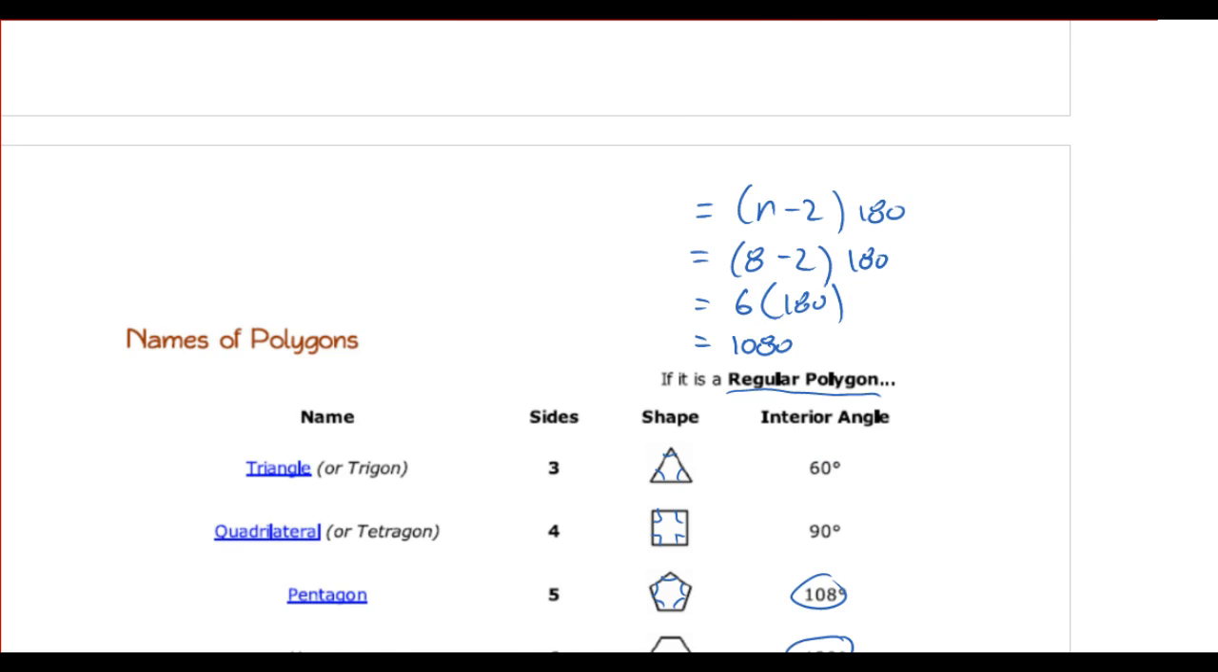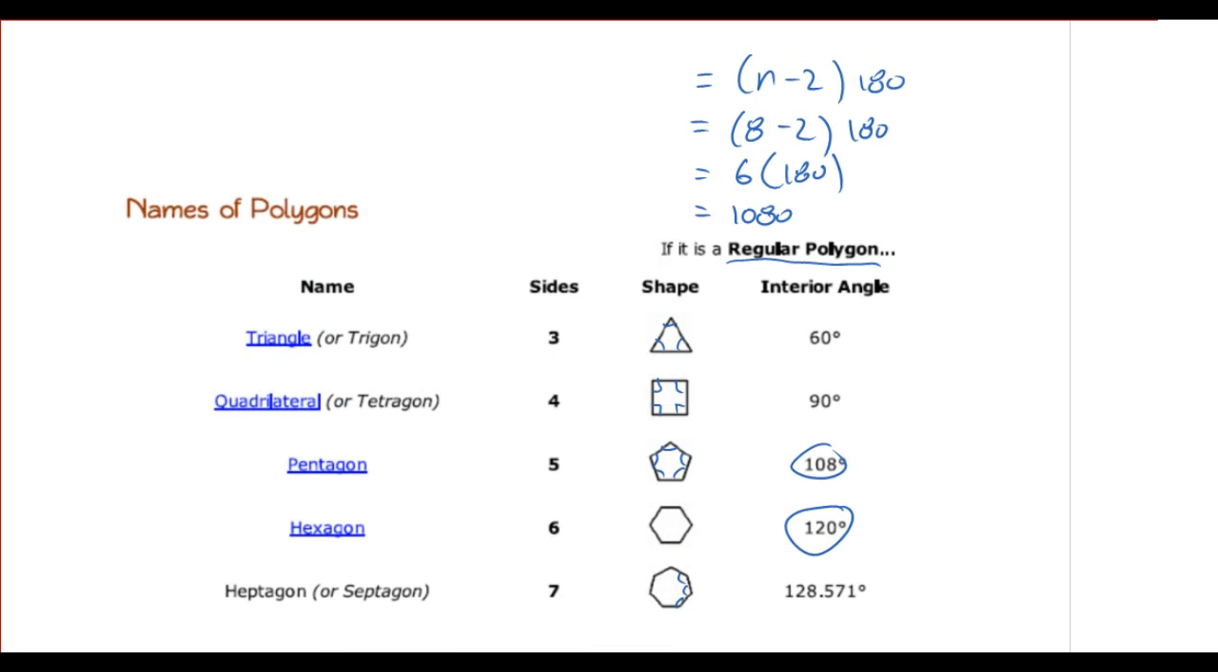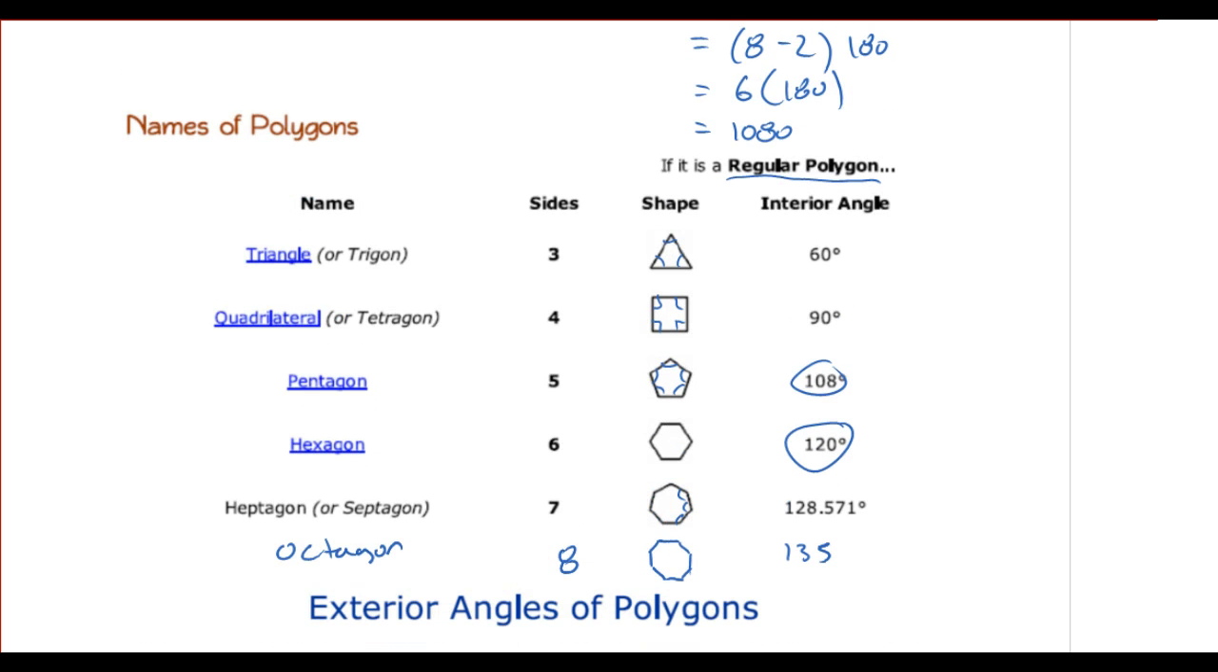And if we took that 1080 and divided it by 8, we would get the measure of the internal angles, which is 135. And the octagon is the shape of a stop sign, which you've probably seen. Octagon. Okay. All right. Let's move on to exterior angles now.